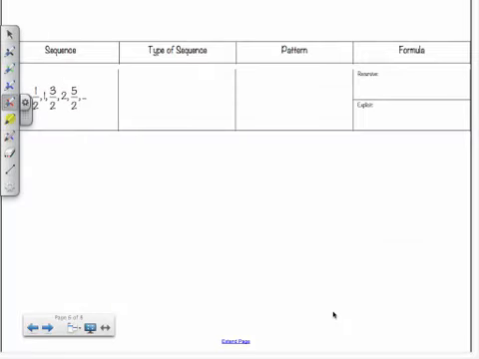All right, the next sequence starts at 1/2, then it goes to 1, then it goes to 3/2, which is the same thing as 1 1/2, then it goes to 2, then it goes to 5/2, which remember is the same thing as 2 1/2. So see if you can figure out what the pattern is, and see if you can determine whether it's a geometric sequence or an arithmetic sequence. Write down your answer, press pause, and then come back to me to see how you did.